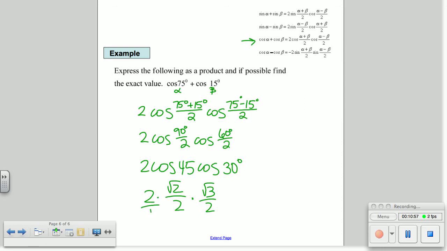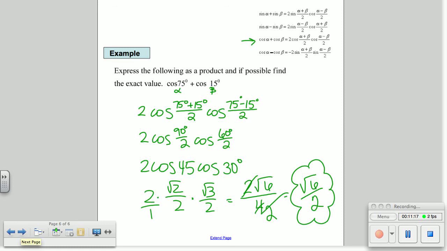And we have 2 times that, remember that's like 2 over 1. If I multiply across all the tops, I end up with 2 root 6. When I multiply across all the bottoms, that's over 4. And 2 goes into 4 2 times. So actually we end up with root 6 over 2 as our final reduced answer for the exact value. That's where we'll end the video for today.